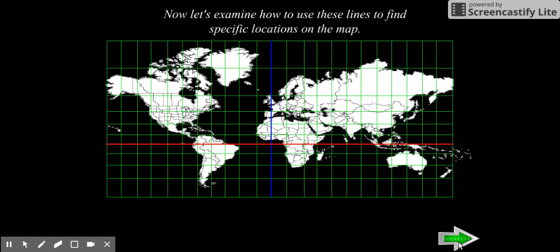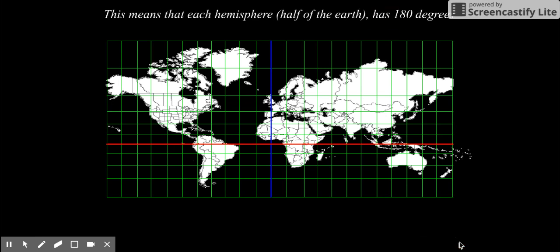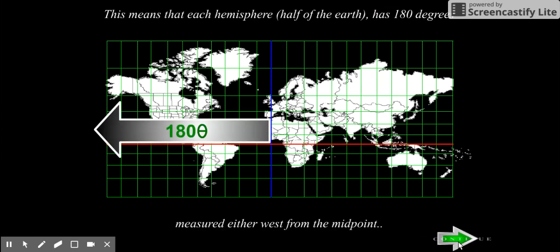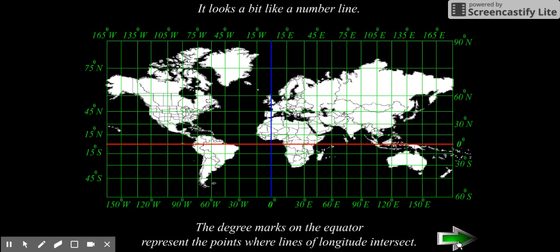Now let's examine how to use these lines to find specific locations on the map. The basic unit for measurement on a map is degree. Starting at a point on the equator and following it all the way around gives us a total of 360 degrees, because the Earth is a round shape. This means that each hemisphere, or half of the Earth, has 180 degrees, measured either west from the midpoint or measured east from the midpoint. It looks a bit like a number line.